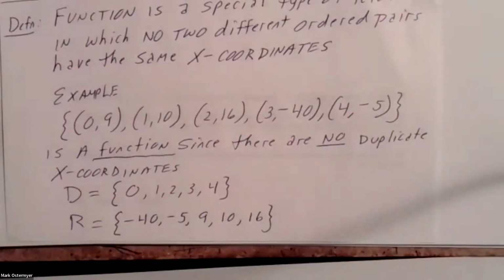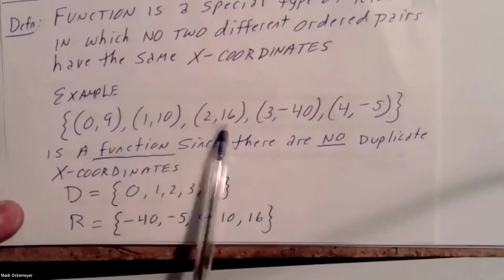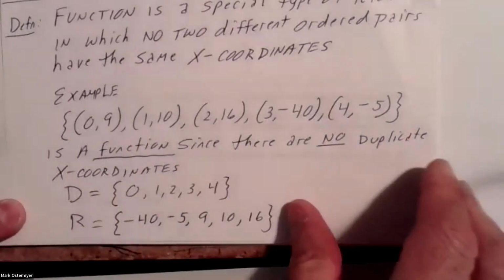All right, so a function is a special type of relation. All right, ladies and gentlemen, relations or functions are often represented not as a set of ordered pairs, not necessarily. Sometimes they are, but normally they're not. Sometimes they're represented with a graph.